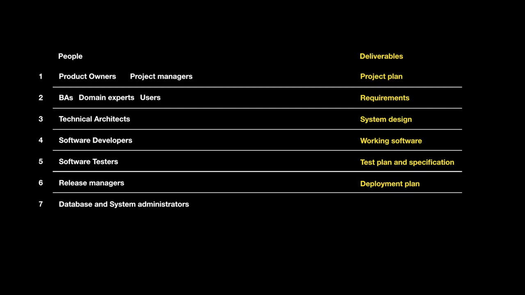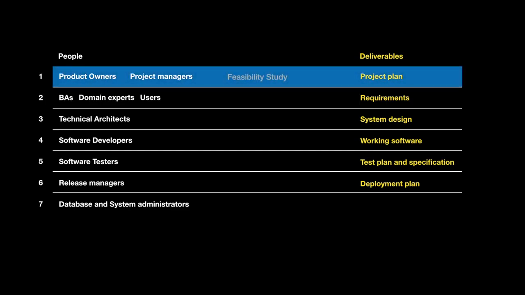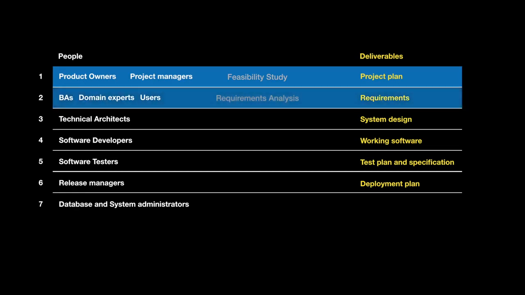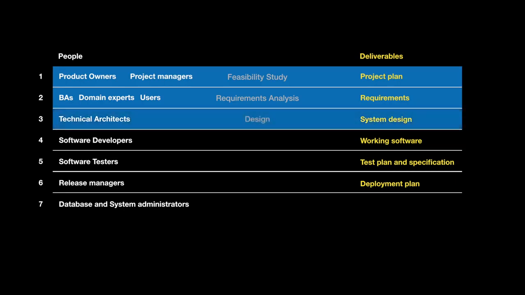Each stage of the software development lifecycle has a name. The first stage, where product owners try to convince the business that a project is worthwhile and create a project plan, is called the feasibility study stage. Business analysts usually get involved with this stage too to find out if the idea will produce a good return on investment or ROI. The second stage, where business analysts work with domain experts and users to nail down the exact requirements for the product, is called the requirements analysis stage. The third stage, where technical architects try to produce a system design to meet the given requirements, is called the design stage. Business analysts tend to be involved in that stage too.